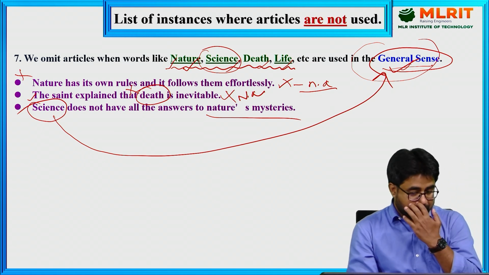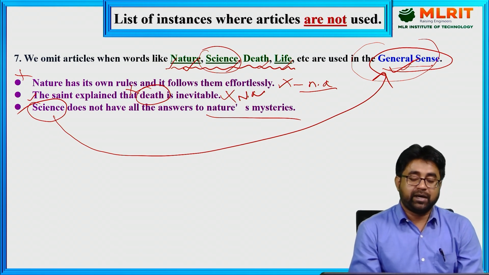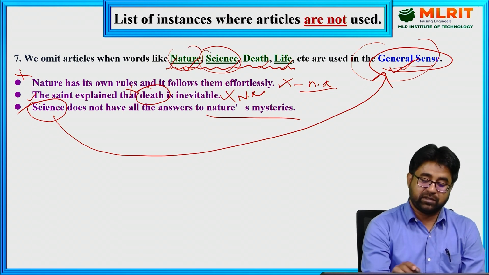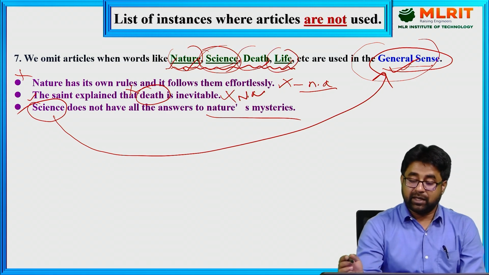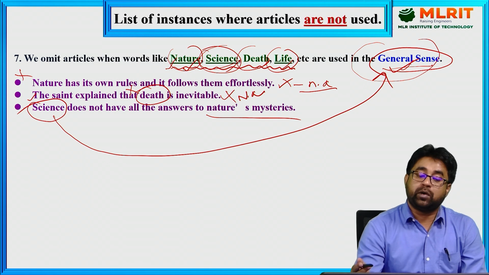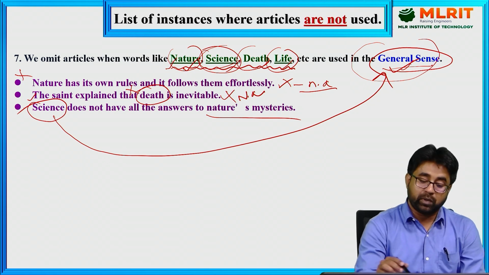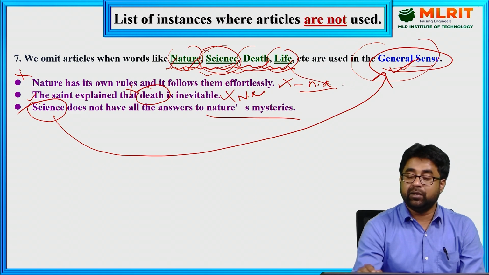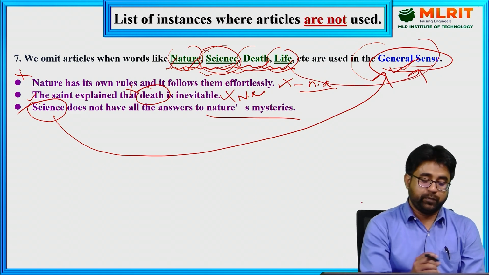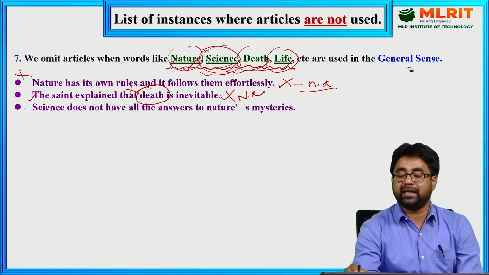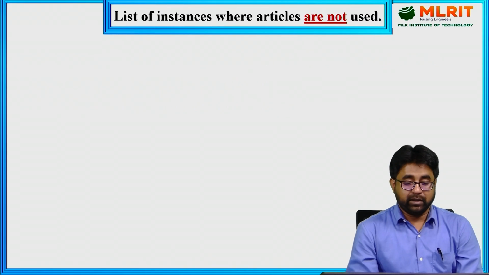So again, just to quickly recap the concept, we are not supposed to use any articles before words like nature, science, death, life, and there is another criterion. It's not that we should blindly not use any article before these words. We should not be using any articles only if these words are being used in a general sense. Right? So I hope it's clear now. Now let's move to the next slide and see what the point on the next slide is.